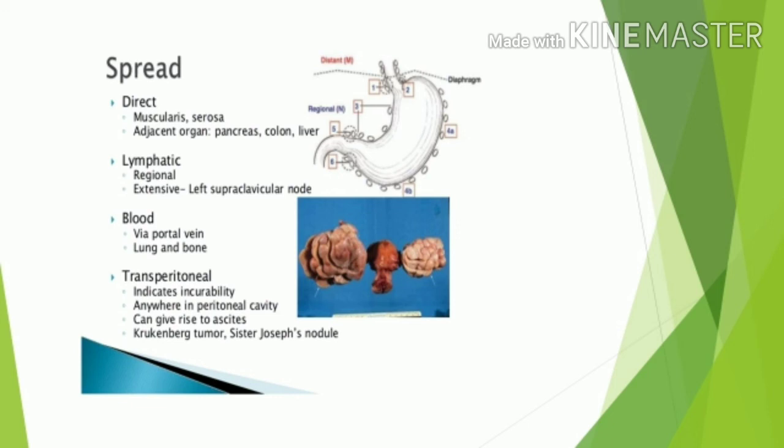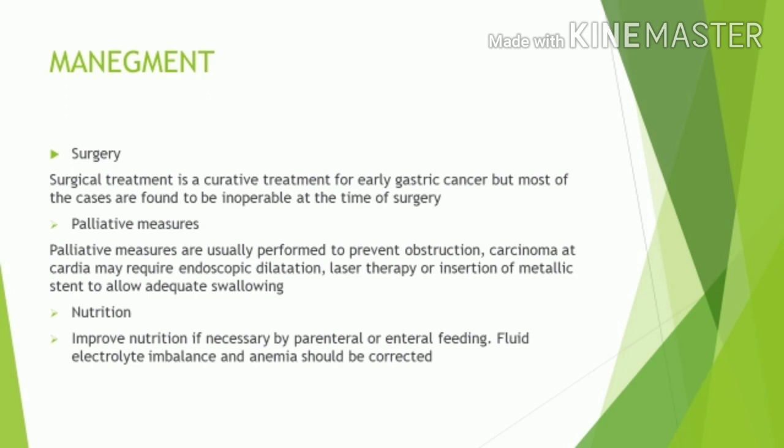Transperitoneal spread indicates incurability. It can go anywhere in the peritoneal cavity and can give rise to ascites. Krukenberg tumor. Sister Joseph's nodules. Management. Surgical treatment is a curative treatment for early gastric cancer.